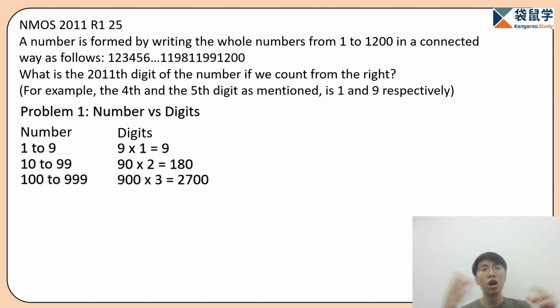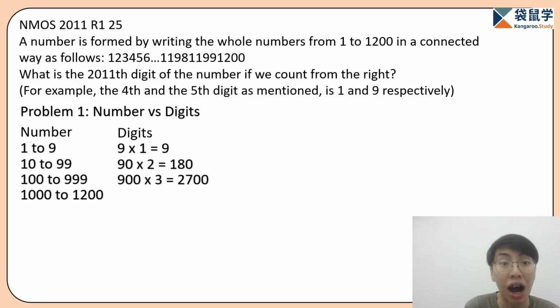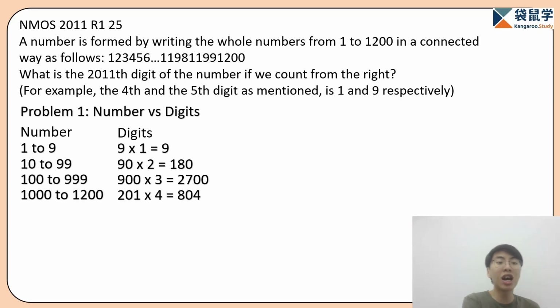And lastly, we just have 1000 to 1200. And the number of digits? How many numbers are there? Is it just 200? No. Actually, there are 201 numbers. And we just have to multiply by 4 and we get our answer as 804. And we are seemingly done.